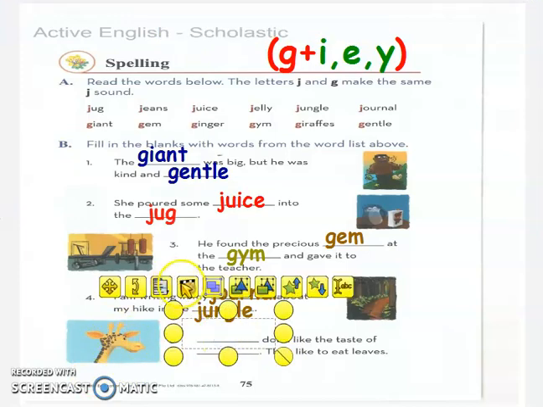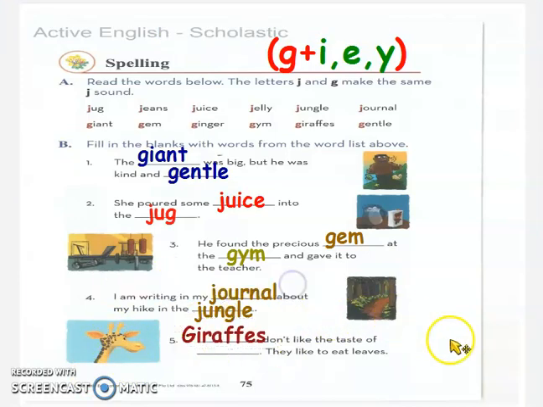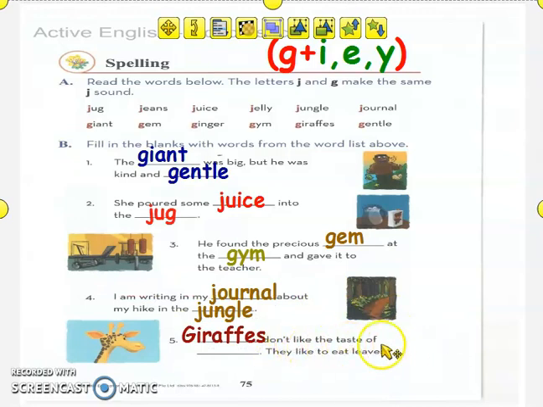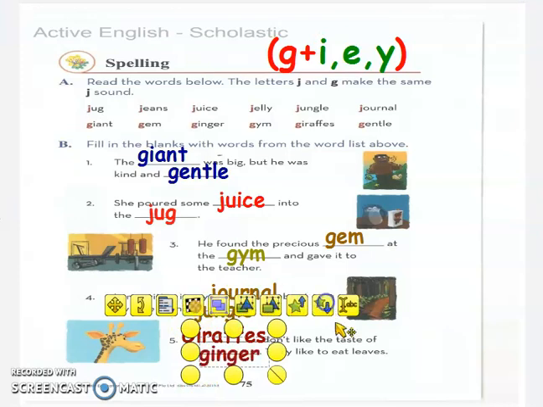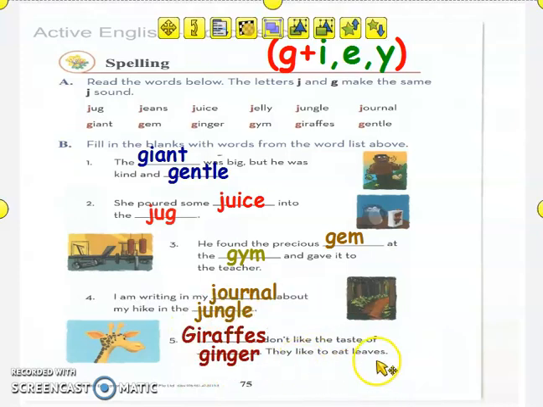Excellent. Giraffes. Giraffes don't like the taste of what? Of ginger. They like to eat leaves. So these are the answers of question P.